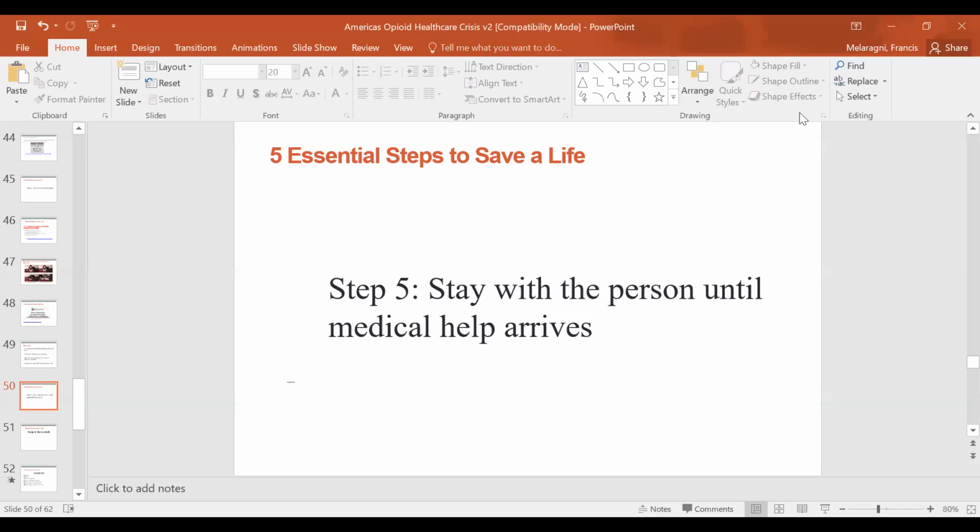All right, so hopefully you're comfortable with the idea of what rescue breathing is and how to provide it. So the fifth step is one of just staying with the person until medical help arrives. What often happens if somebody has started to breathe on their own through the intervention of naloxone or rescue breathing is that they're going to want to get up and leave. It's really important that you try to get the person to go with the EMT people to a medical facility.